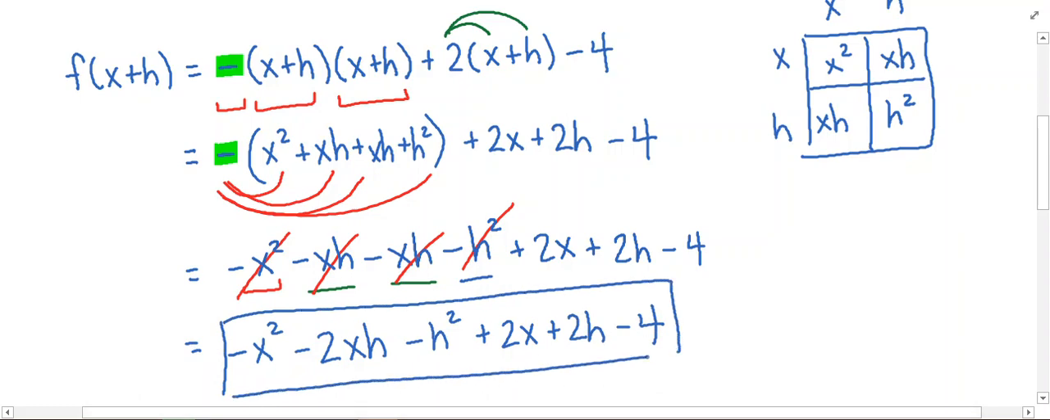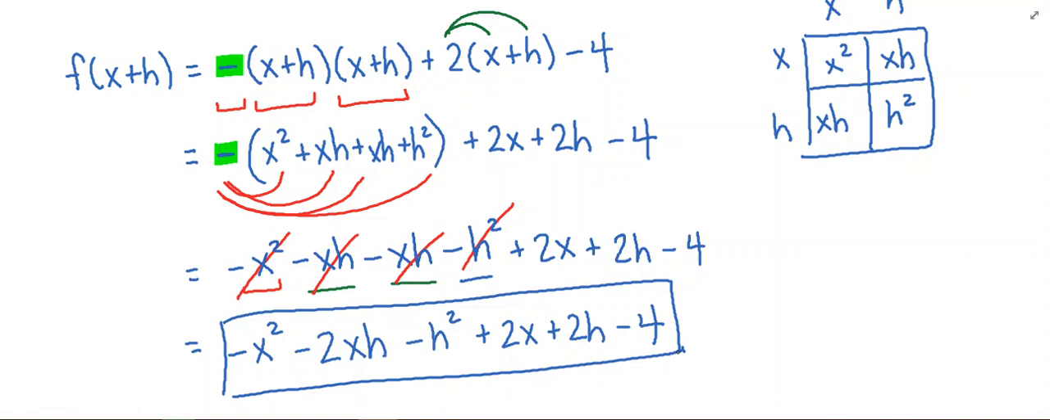This is f of x plus h. Do not blow this off. You have to know how to do this. At the end of this section, you are going to learn something called the difference quotient. If you are given any function, you have to be able to form what's called its difference quotient. Part of the difference quotient is f of x plus h. So you may have to form this quantity f of x plus h for certain functions.